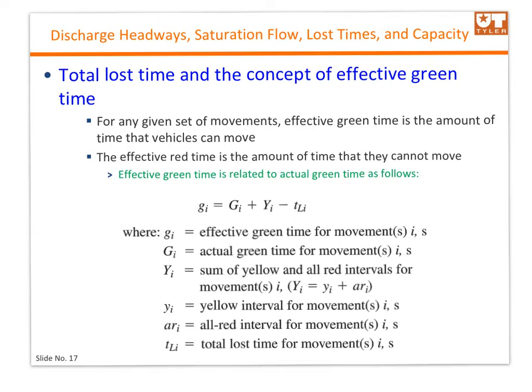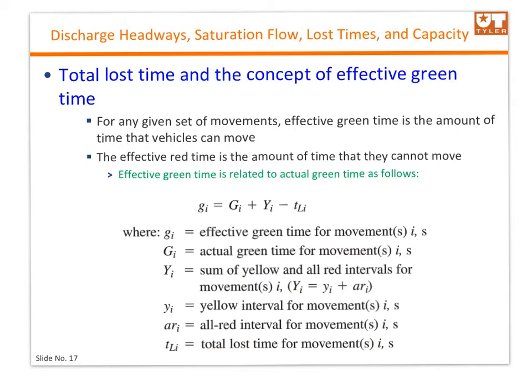So this is going to help us define the effective green time. Effective green time is really related to the actual green time as follows. g_i, small g_i, is basically the effective green time for movement i, and that has to be equal to capital G_i, which is the actual green time for movement i, plus Y_i, which is the sum of yellow time and all red time, minus t_L, which is the total lost time.